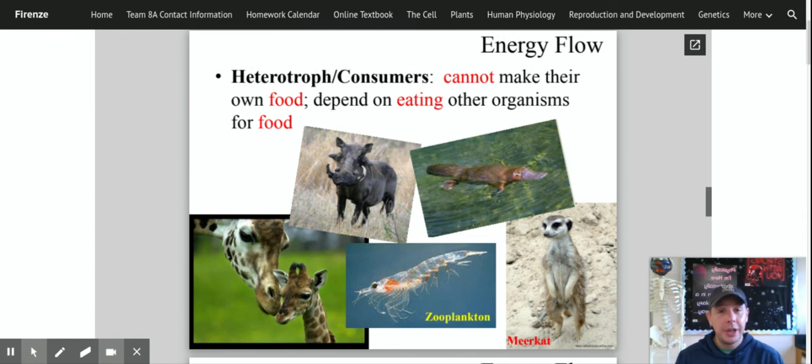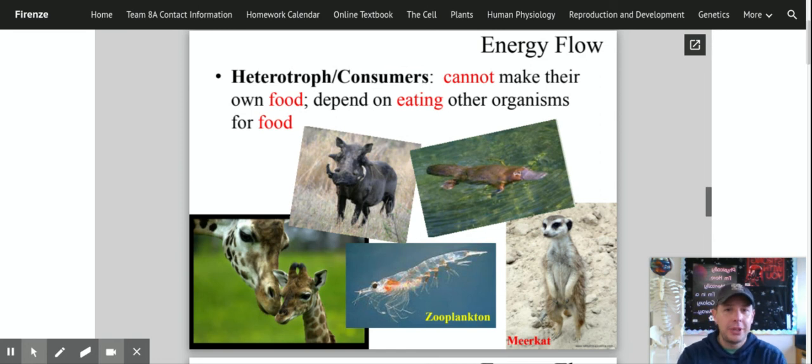When you get tired, when you get cranky, when you get hangry, what do you need? You need an energy boost, so you have something to eat. Since we don't have the ability to make our own food, we have to consume it from somewhere else. We are considered heterotrophs.